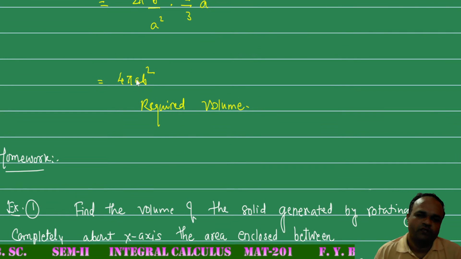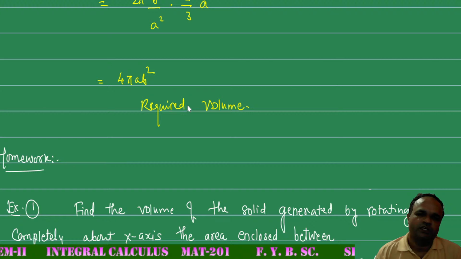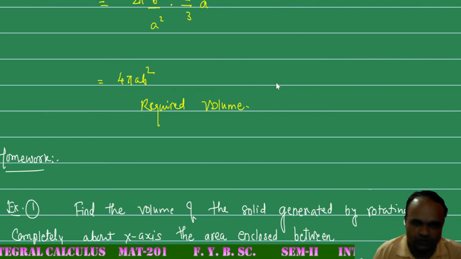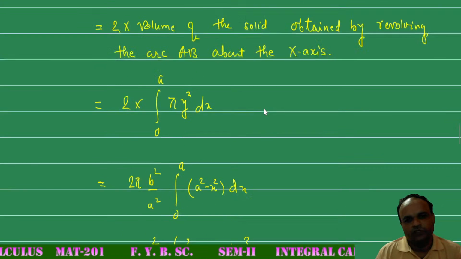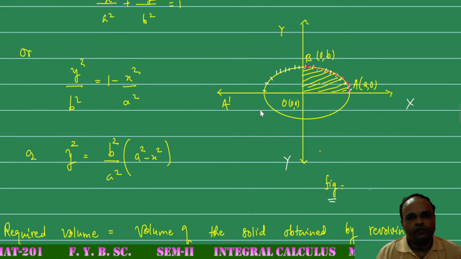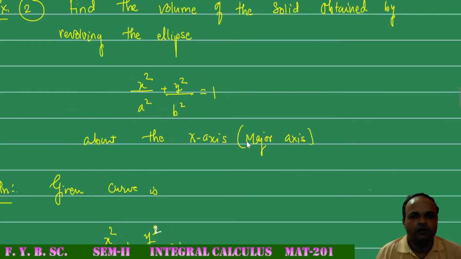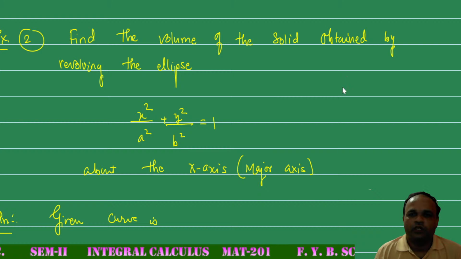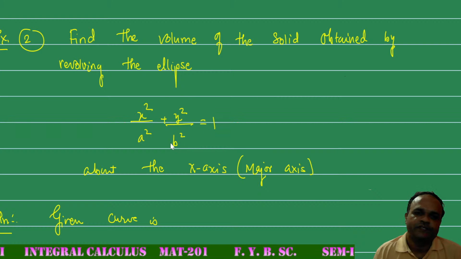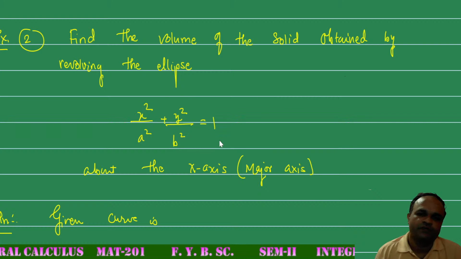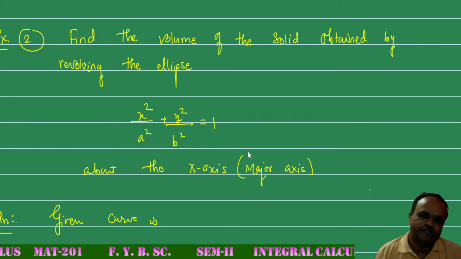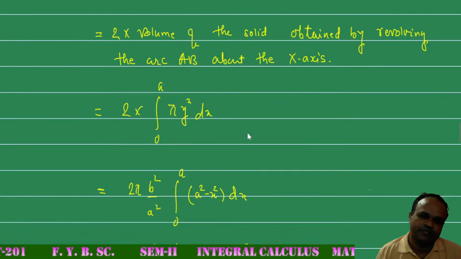So it will be the required volume of the solid which is generated because of revolution. Actually, this is nothing but the volume of the solid obtained by revolving the ellipse x square upon a square plus y square upon b square equal to 1 about the x-axis, that is the major axis of that ellipse.